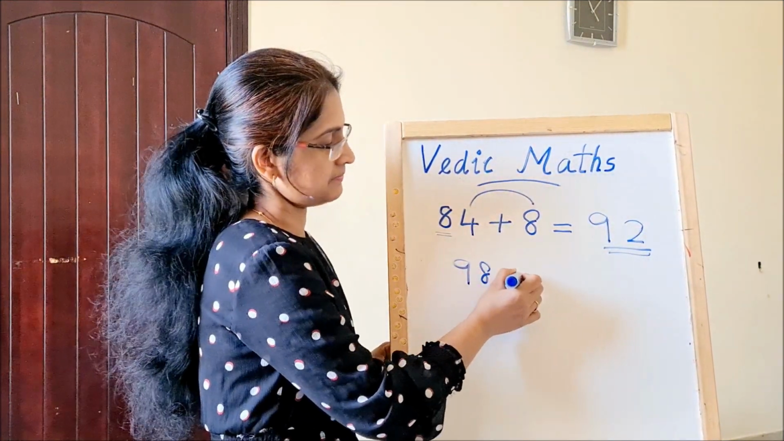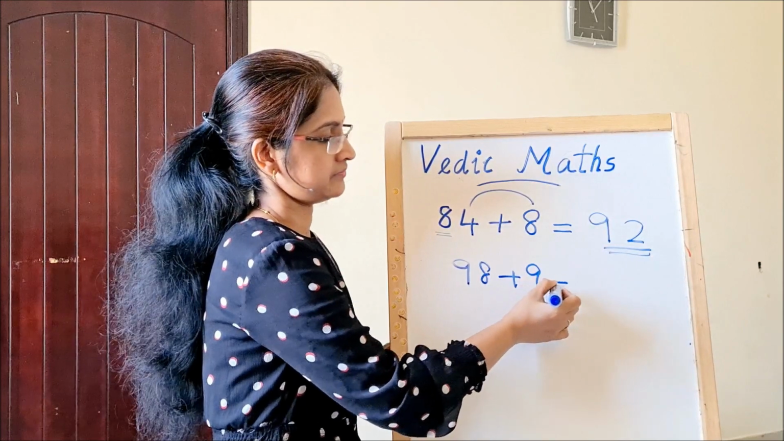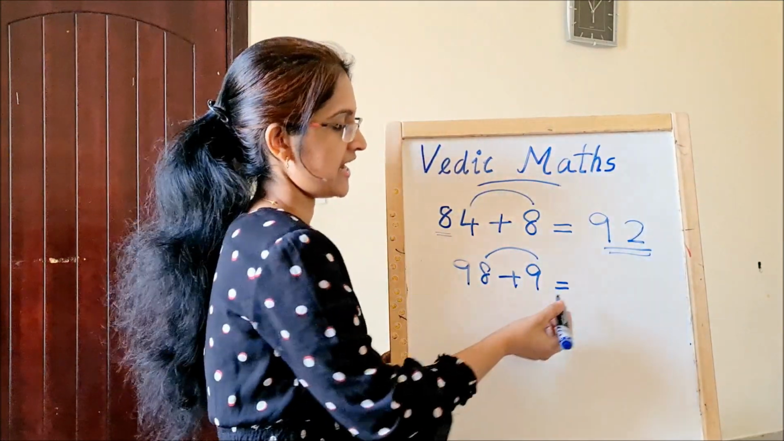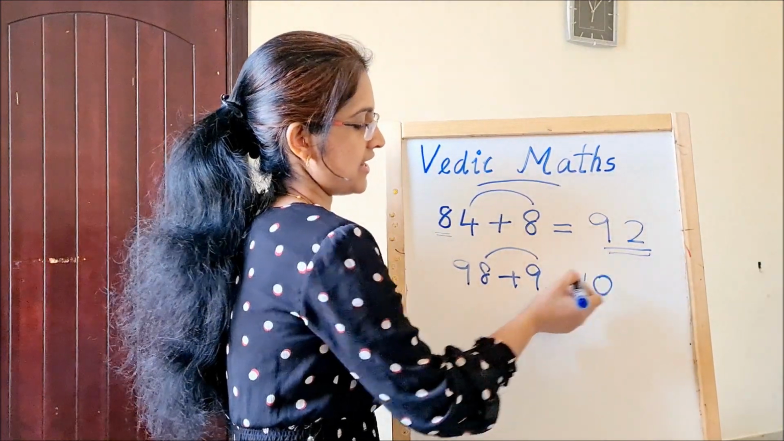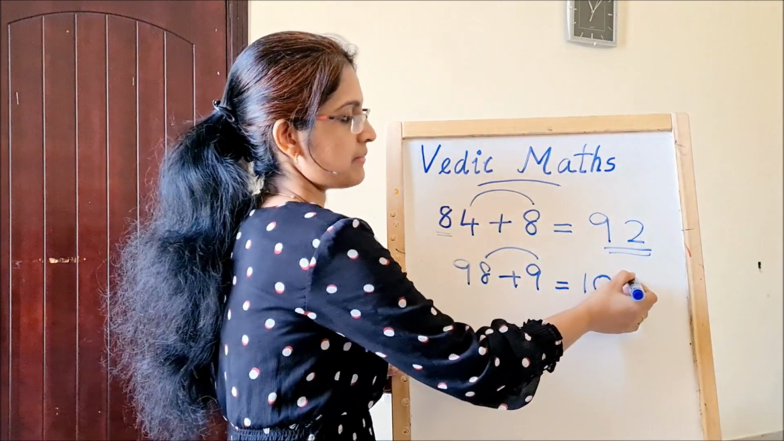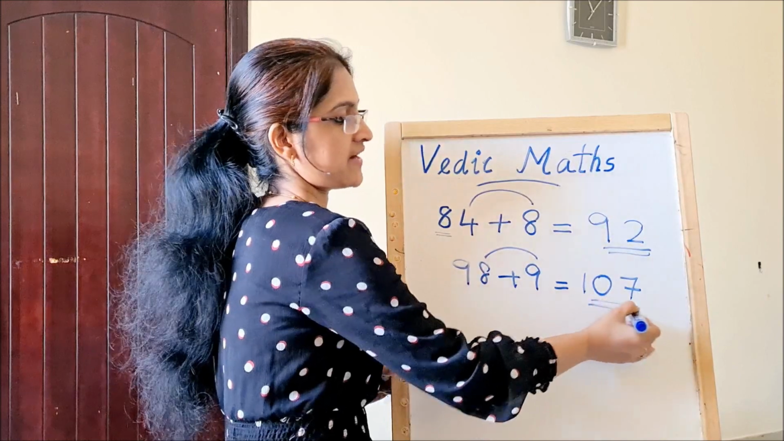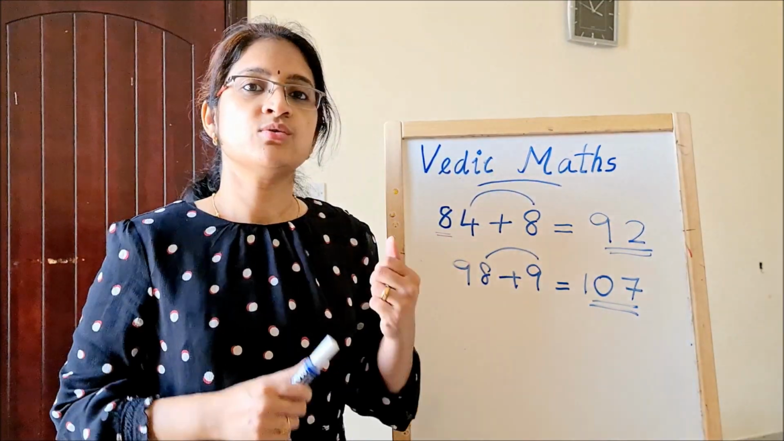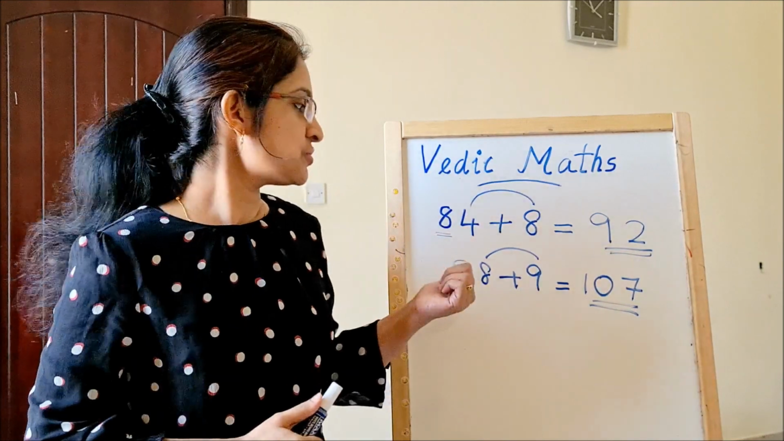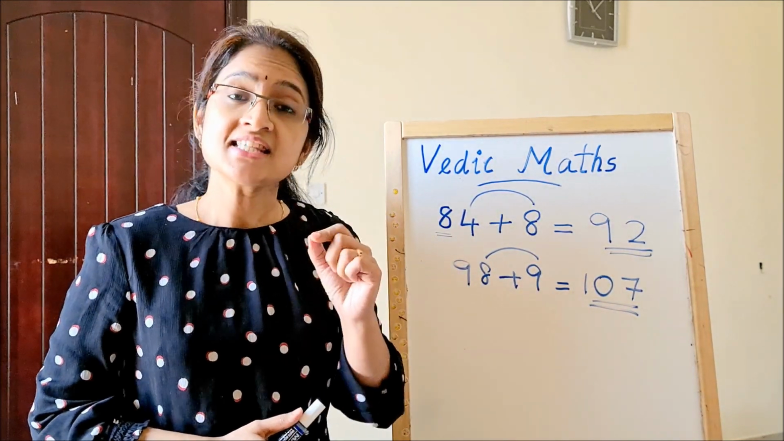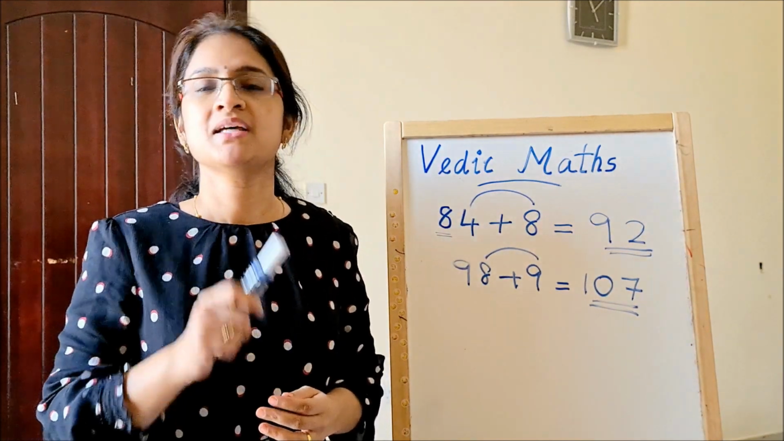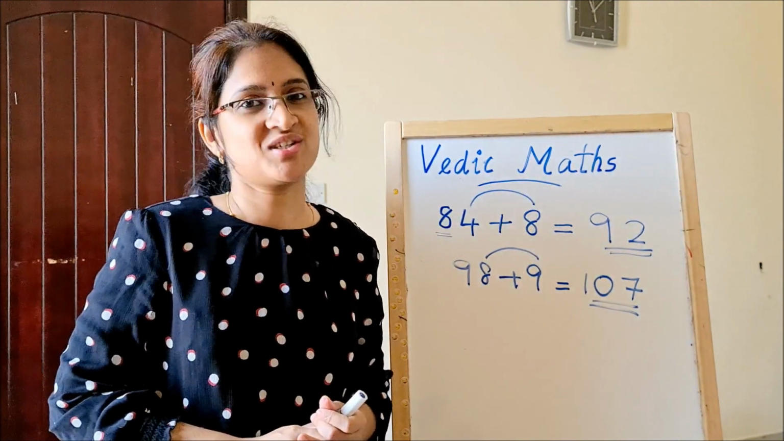Another example, 98 plus 9. As you can see, 8 plus 9 is a carry combination. So 9 plus 1 is 10, and 8 plus 9 carry combination, n number is 7. The answer is 107. See how fast you are able to arrive at the answer. So with practice, you will be able to do these calculations in less than a second. But keep in mind that you have to remember the n numbers of each addition pair.